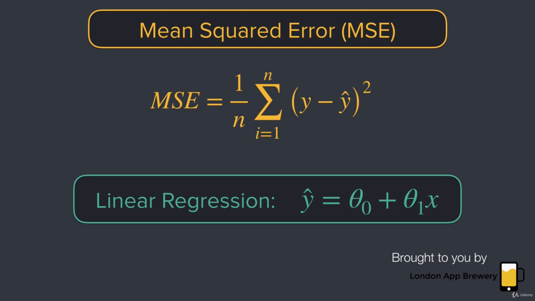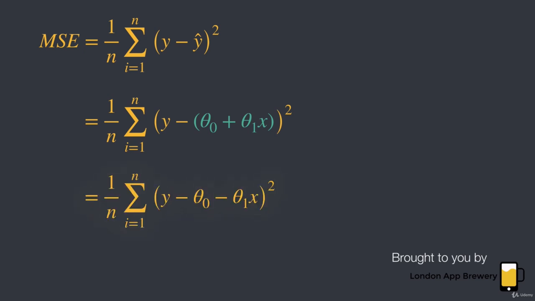So what does this mean about our mean squared error? Well, if we take our equation and we simply substitute our linear regression model into this equation for y hat, then we get something like this. And by removing those parentheses, we can simplify this to the following form. Our mean squared error for this particular linear regression model actually looks like this. We've got 1 over n times the sum of y minus theta 0 minus theta 1 times x squared.